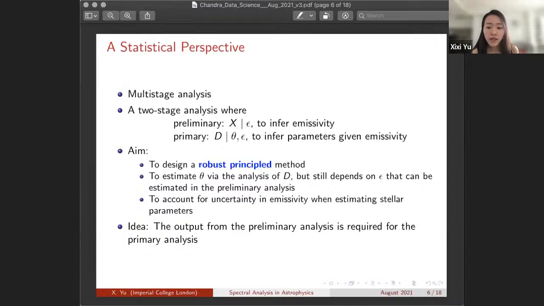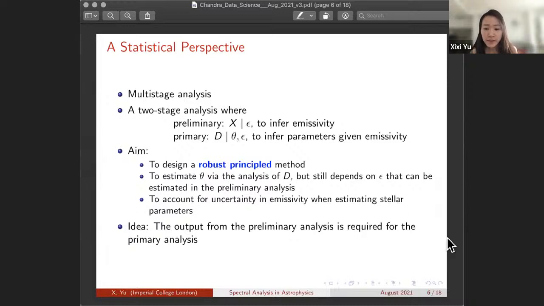Okay, now we come to a statistical perspective. From a statistical perspective, we aim to propose a multi-stage analysis to incorporate those atomic data uncertainties in emissivity and, in the end, to estimate the plasma density and temperature. We start from a simple case, which is a two-stage analysis.